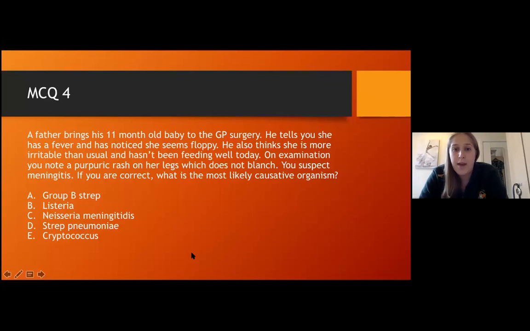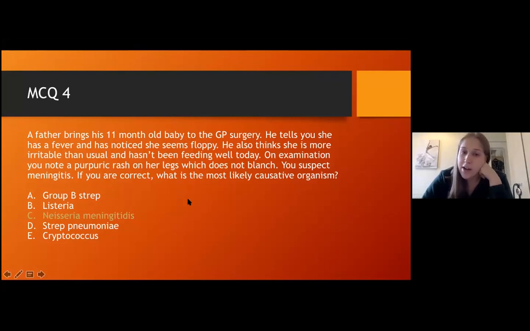So a lot of you got that it was Neisseria meningitidis, which is correct. Let's talk through why it's not the others. A few people said group B strep. Group B strep and listeria are both common causes of meningitis in babies, but tend to be neonates, less than 3 months old, because they get transmitted from the birth canal. So this baby's probably a little bit old for that.